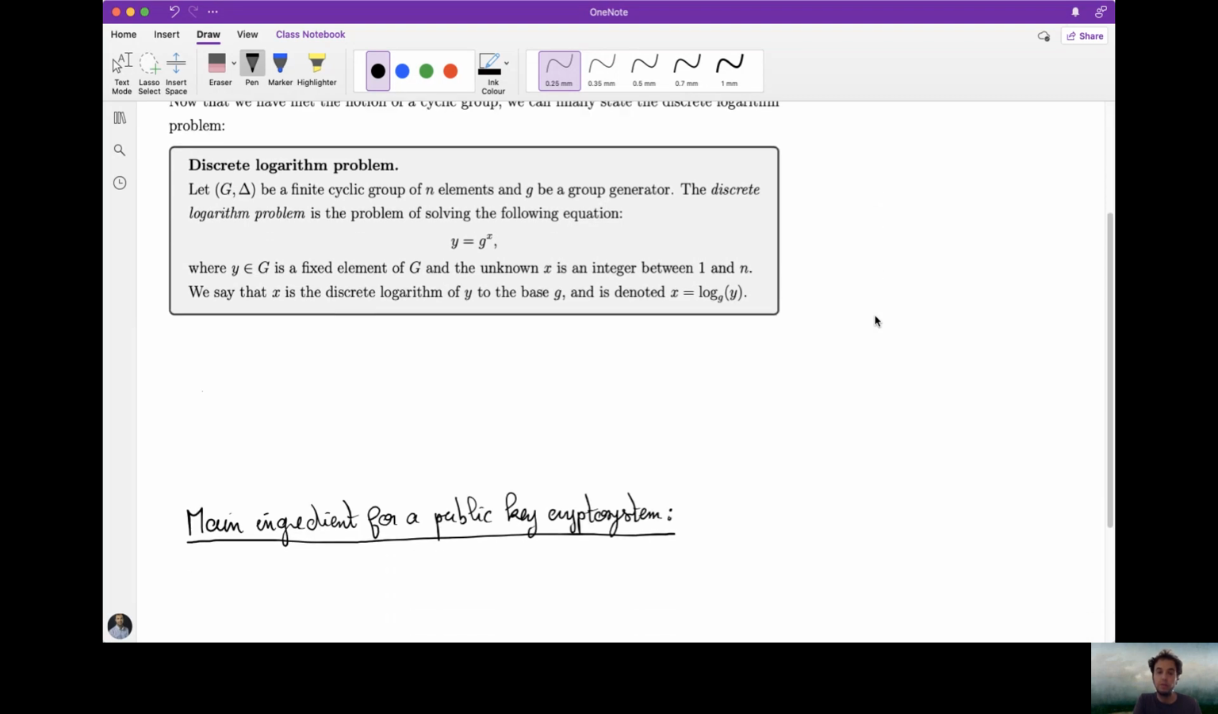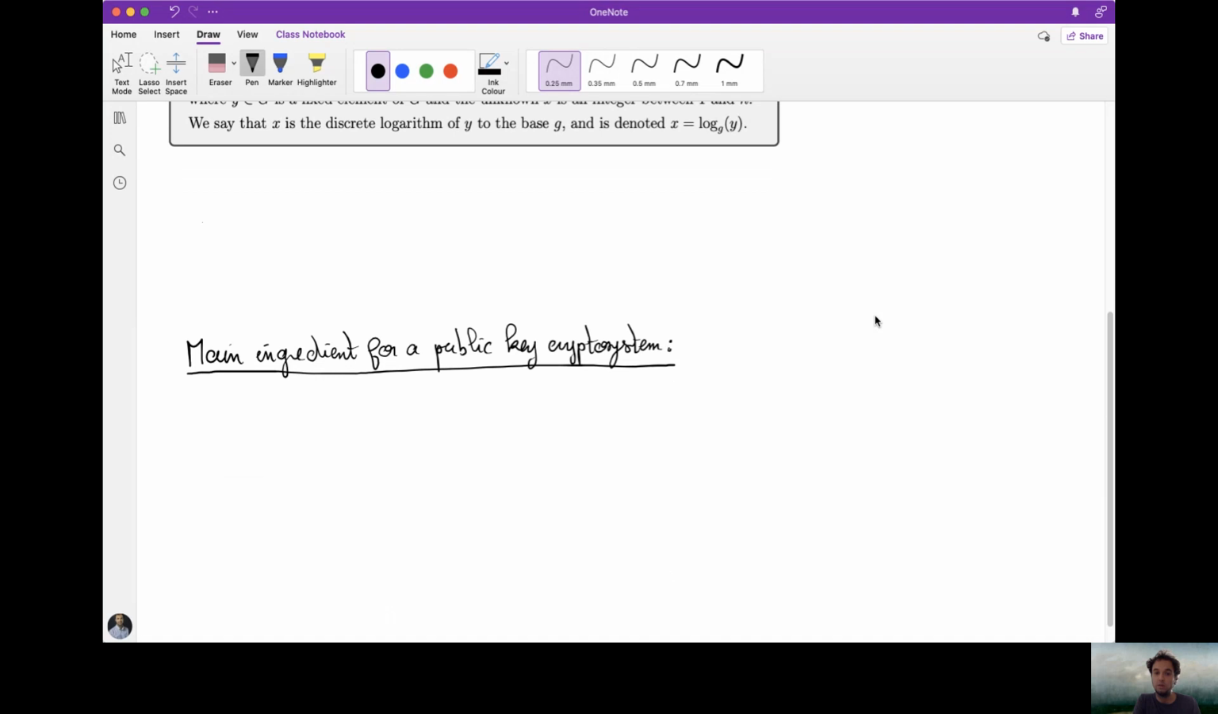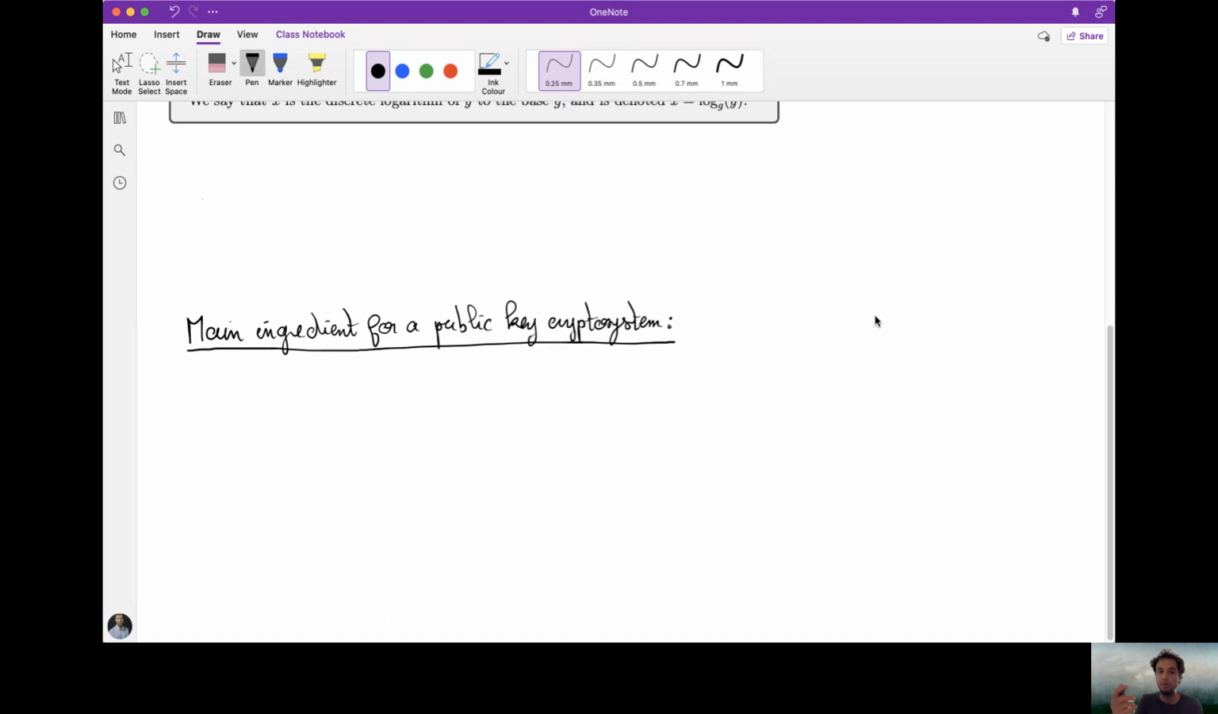the main ingredient that you need when you're building a public key crypto system is that of a trapdoor function. That is really the crucial concept. And if you remember, a trapdoor function is a bijective function, which is very easy to compute in one direction, but the inverse function is very hard to compute for all practical purposes.